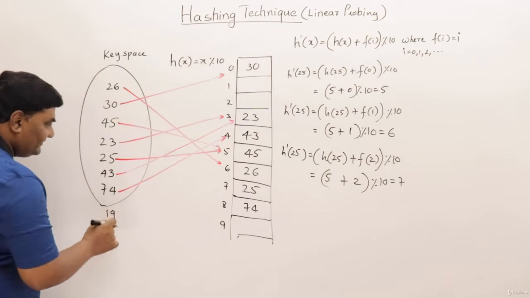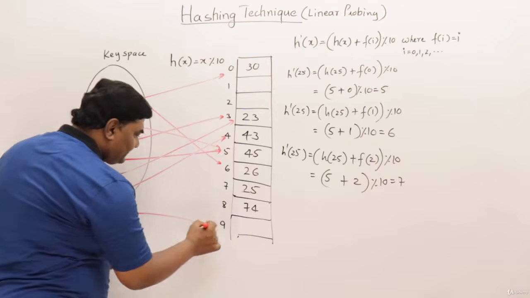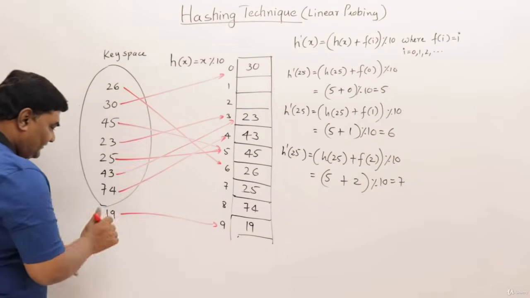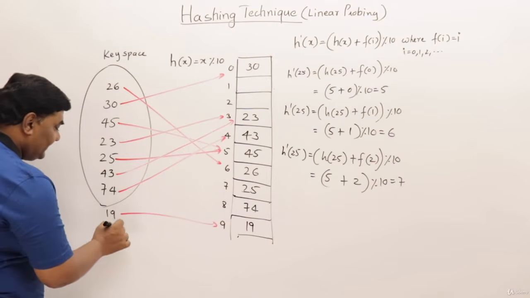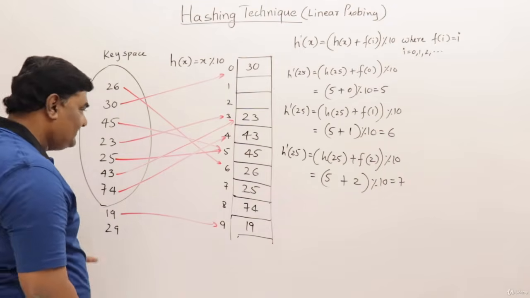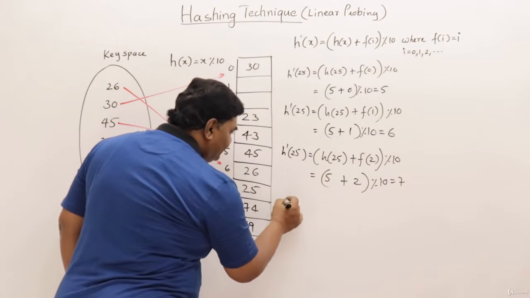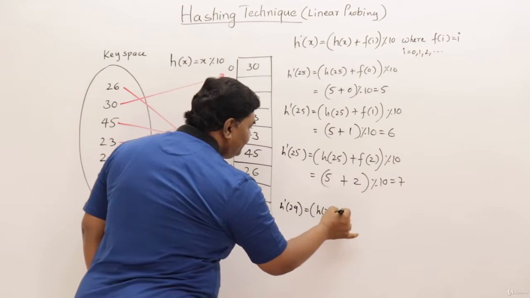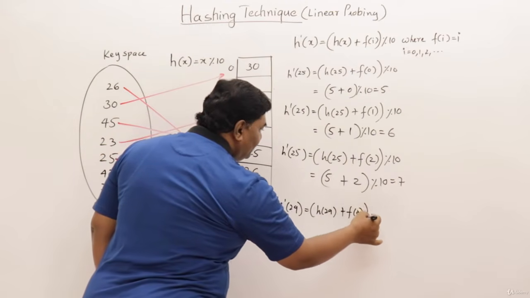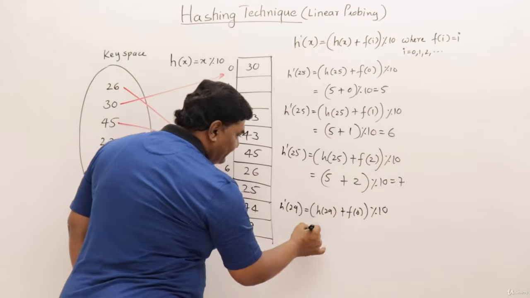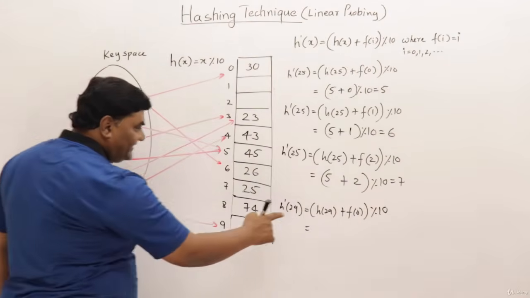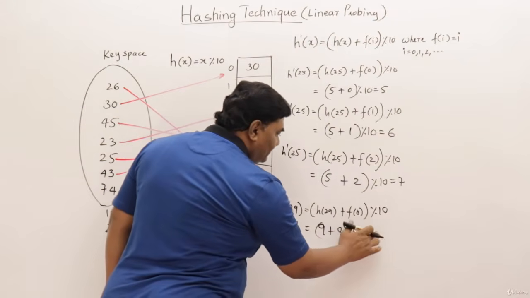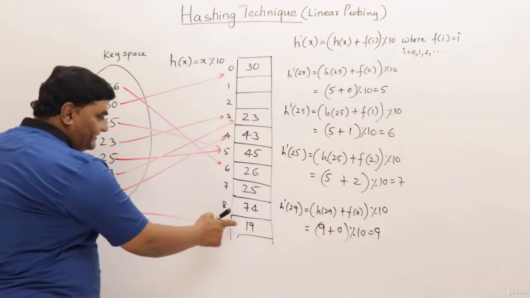One is 19. So 19 will be mapped here. 19 goes here. This is free. There was no collision. Now next I will insert 29. Let me evaluate it here. H dash of 29 is H of 29 plus F of 0 mod 10. H of 29 is 9, plus F of 0 is 0, mod 10 is 9 only, but there is a collision.